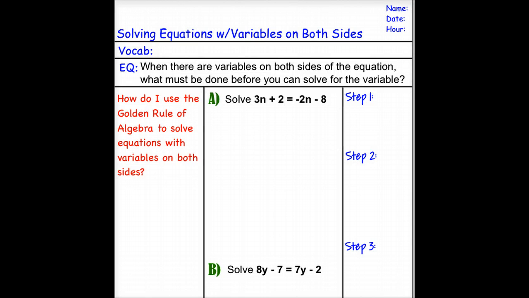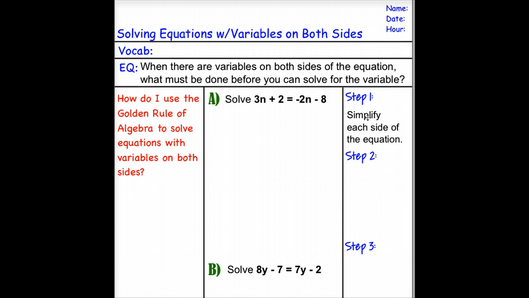Today's lesson focuses on solving equations with variables on both sides. While this isn't a whole lot different from the previous lessons, it has a little bit more involvement that we need to take care of. So our first step is going to be to simplify each side of the equation.